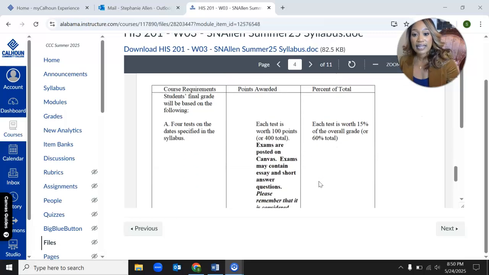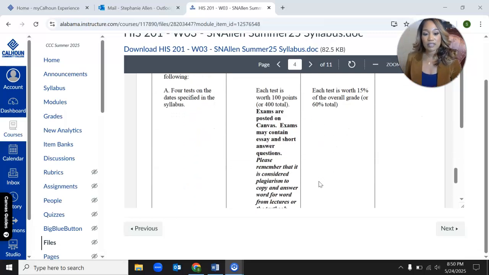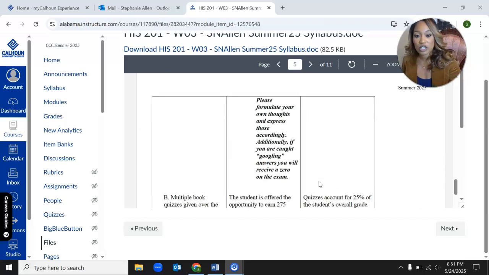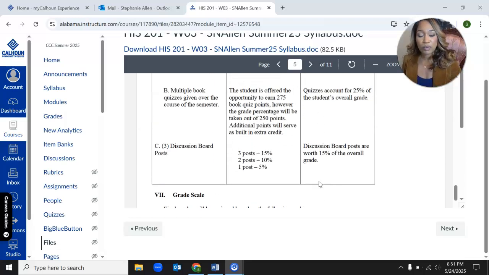So your grading plan is 4 exams on the dates that are specified on the syllabus. Each exam is worth 15% of your overall grade for a total of 60%. You have multiple book quizzes that are given throughout the semester. Book quizzes count for 25% of your overall grade. Again, remember, I offer you an excess of book quiz points, and then I take your grade from a lesser number. So if you earn 270 out of the 250 that I offer you, that's automatically built in extra credit. And then the last 15% of your grade is assessed via your discussion boards.